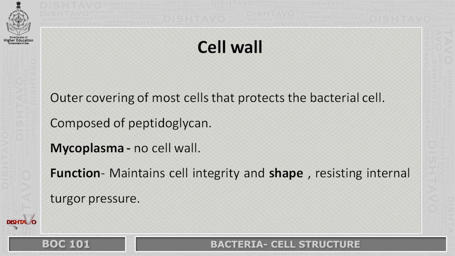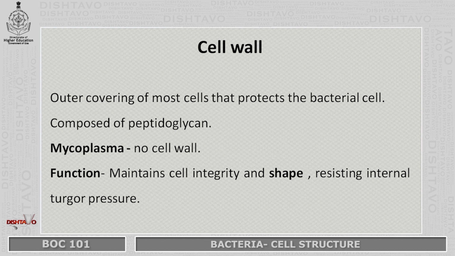The bacteria's innermost layer is the plasma membrane, which is semi-permeable and allows transportation of substances. In between the cell membrane and the capsule, we have the cell wall. It is the outer covering for most of the cells that protects the bacteria. It is mainly composed of peptidoglycan.